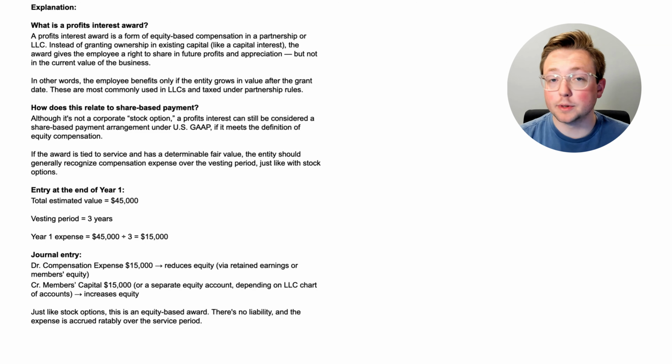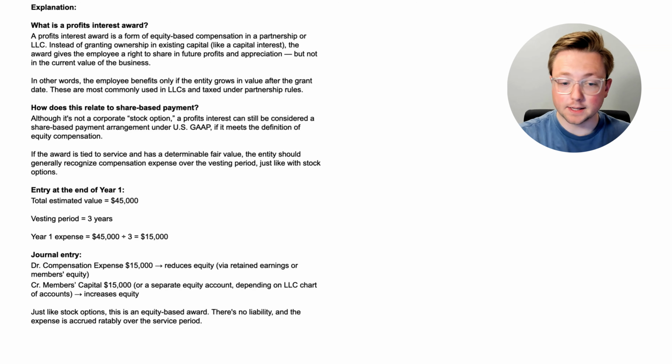Although it's not a corporate stock option like we've been talking about, a profits interest can still be considered a share-based payment arrangement under US GAAP if it meets the definition of equity compensation. And we're not going to dive too deep into that, but you might see a question like this where it's implied that this is equity compensation. If the award is tied to service and has a determinable fair value, the entity should generally recognize compensation expense over the vesting period, just like with stock options. So let's go through that here.